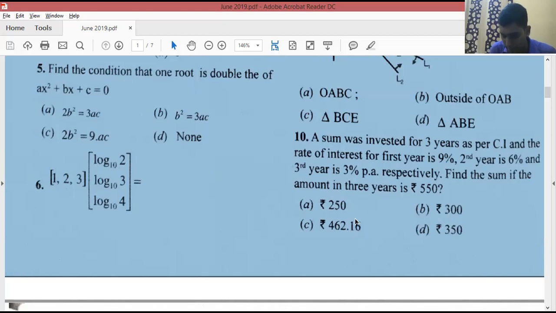Take option 3. 462.16 plus 9% will be equal to 503.75, plus 6% it will be 533.979, and then plus 3% it will be equal to 550. You will get to the right answer. This is how easily you can solve this.